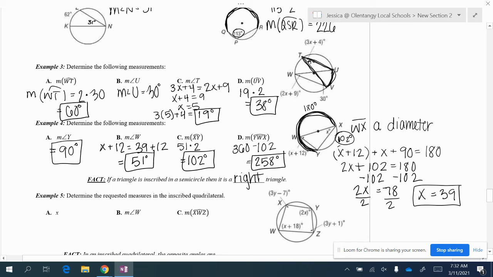Fact: if a triangle is inscribed in a semicircle, then it's automatically a right triangle. That's another way we could tell that this angle right here is a 90-degree angle, because this triangle is inscribed, which means that all of the points are on the circle, so it has to be a right triangle.